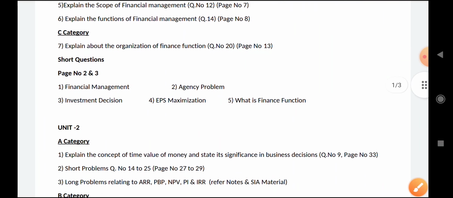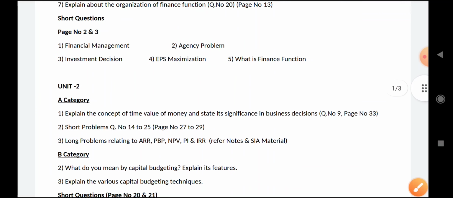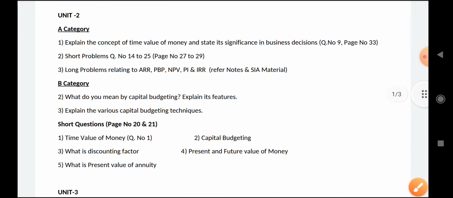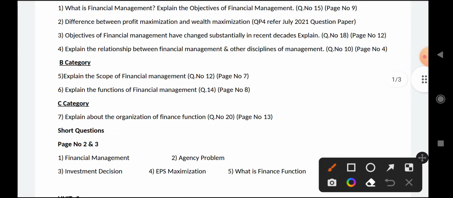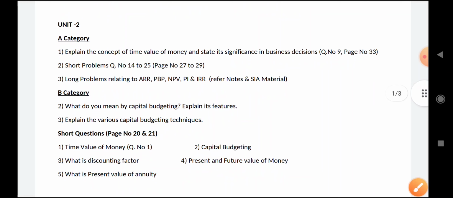Next, short questions: financial management, agency problem, investment decisions, EPS maximization, wealth maximization also you may call it, and what is finance function. These are the short questions that might be asked in the exam. Some short questions are already covered, like what is profit maximization, what is wealth maximization. So there may be a chance of asking those also.